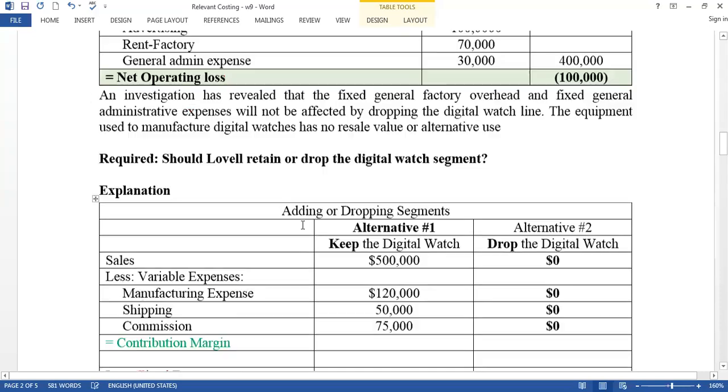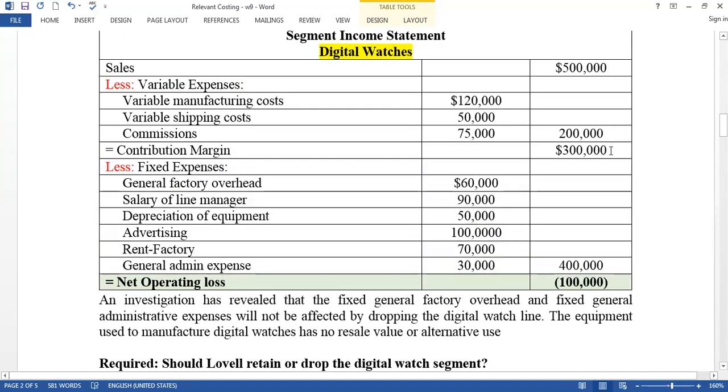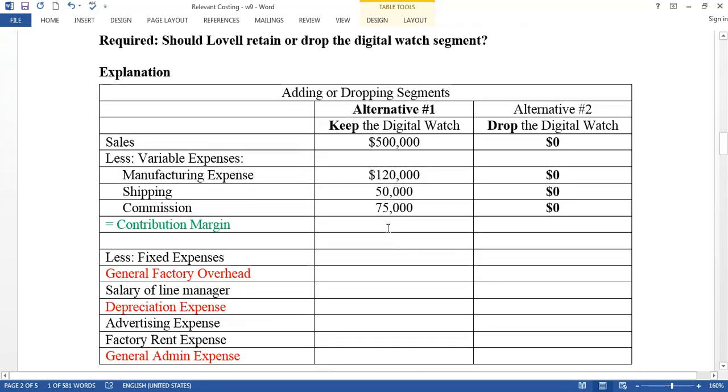Now sales minus variable cost equals contribution margin. So if you keep the digital watch, you have contribution margin. If you don't keep it, you don't have any contribution margin.